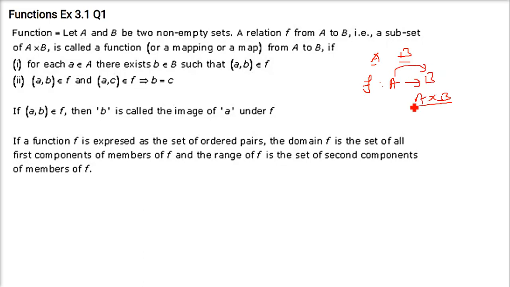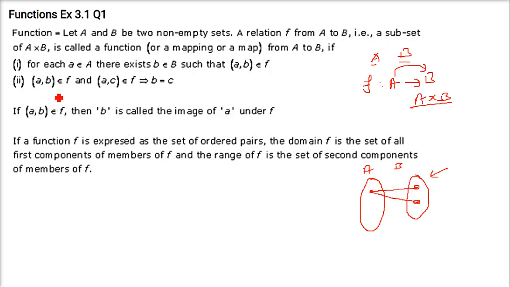And the main thing which needs to be understood is, if we have this A and B, then one element of A will only be related to one member of B. You cannot have two members of B related to A. This is the crux, this is the main idea behind a function.